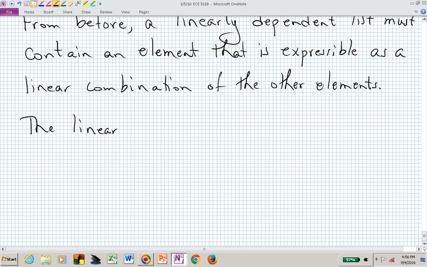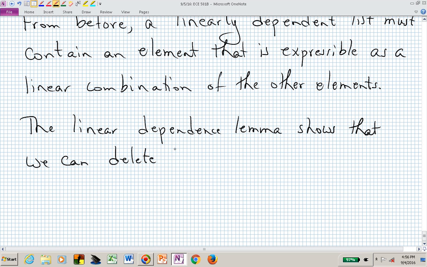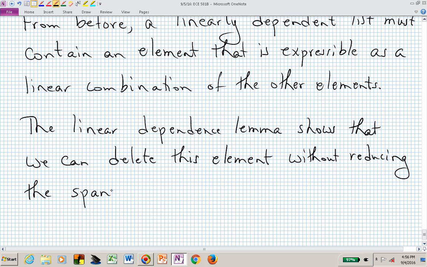Which now says that the linear dependence lemma shows that we can remove or delete this element that's a linear combination of the other elements in the list without reducing or changing the span of the list.